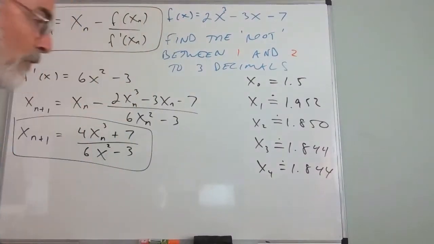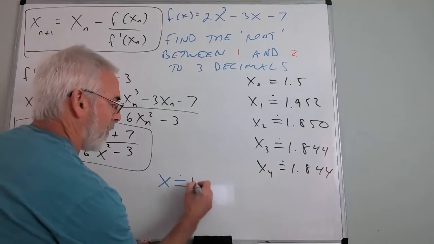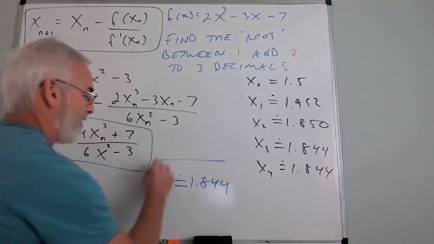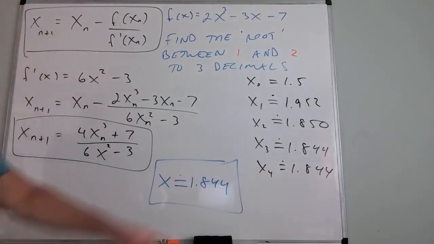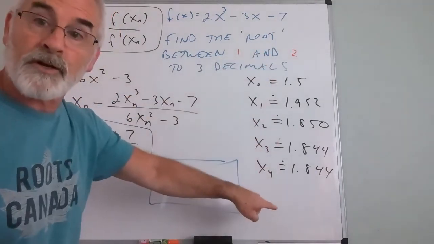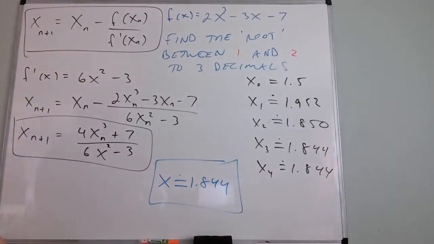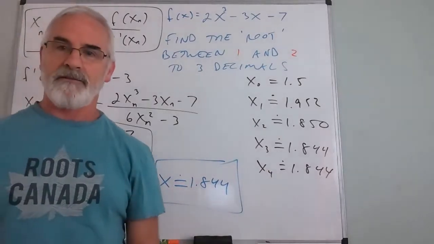So now I will report the answer. The answer is x is approximately 1.844. This is the answer. These are my calculations. I haven't answered the question. This is all the work required to answer the question. This is the answer. Now, I'm pretty sure I did this correctly.